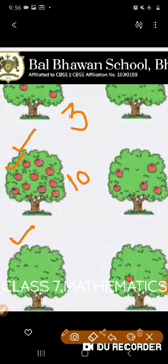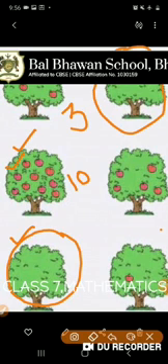How will you represent this value when there is no apple on this tree? In the fourth tree also, there is no apple. So how do we represent no apple? Children, this value which is nothing, which we can say is empty, is represented by the number 0. Like this, 0 was discovered.